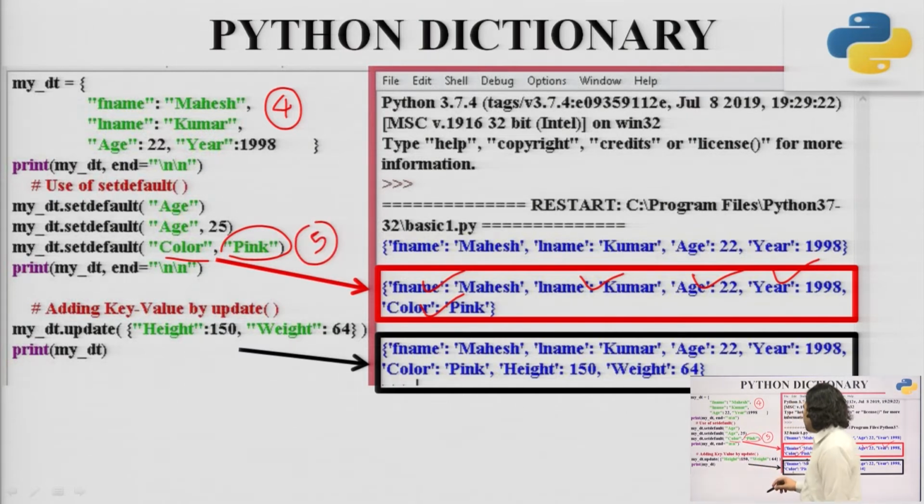Next, again we are going to add 2 more pairs with the help of update. Here you can see the update method is going to add the key value pairs. You can add a single pair, or if you want to add more than one pair, you can do it by using the update method. So, here you can see the height and weight. The total number of key value pairs is 7.